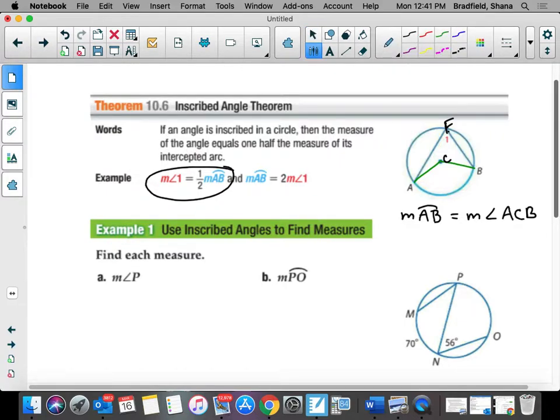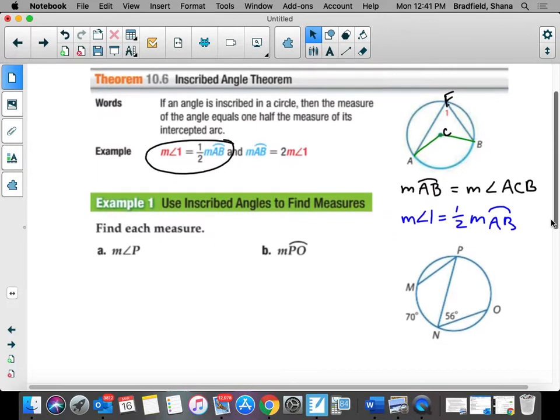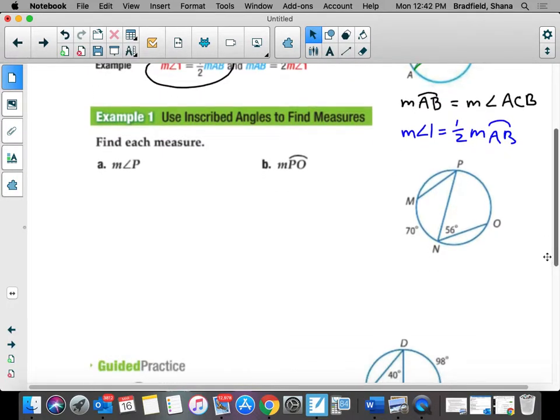And so what we find out is that the measure of the inscribed angle is 1/2 the measure of arc AB, or 1/2 the measure of the corresponding central angle. All right, example 1, it says find each measurement. And so we have a picture there to the right, and we want the measure of angle P. So angle P would be this one right here.